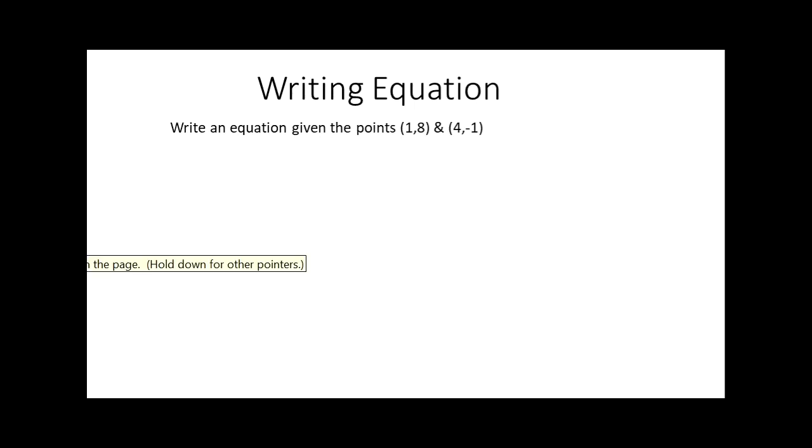Hi, this part of the 5.07 practice test is writing equations. Here we're given 2 points, (1, 8) and (4, -1). We want to write an equation given those 2 points. But first, in order to write an equation, we need to find the slope.